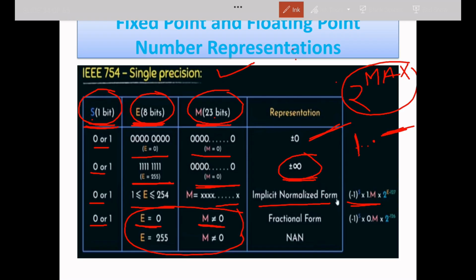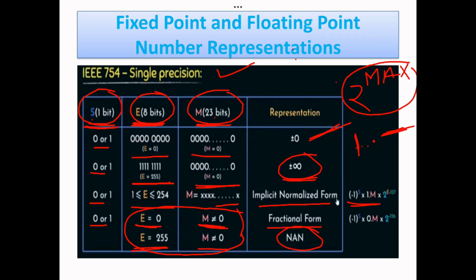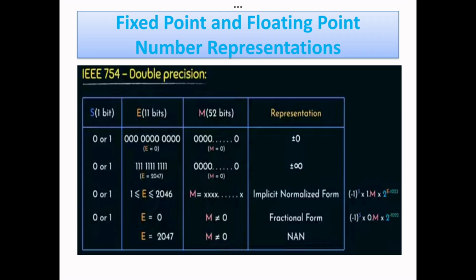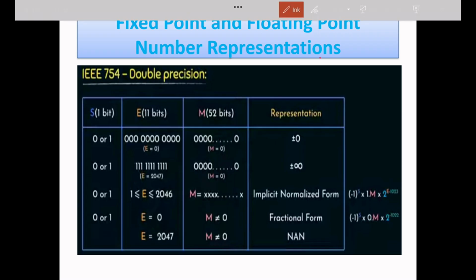If E is 0, meaning the exponent is 0 and the mantissa is not equal to 0, this is a fractional form. That is very simple. And if E is equal to 255, meaning max, and the mantissa is not equal to 0, this is the non-representation form. If you remember this one, then double precision you can also easily understand.